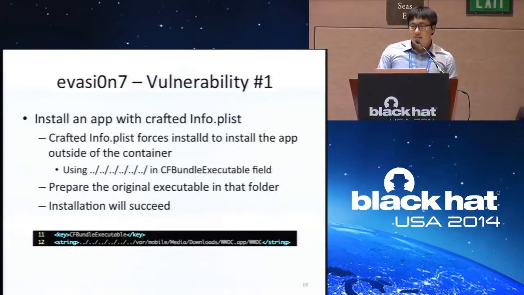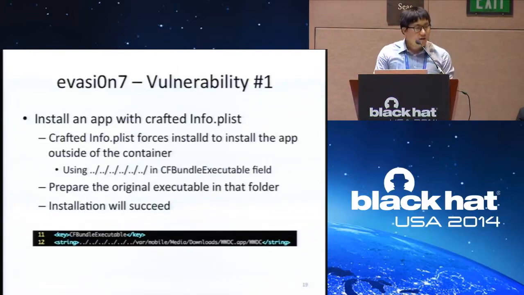Info.plist is a file that contains the metadata of the application. In particular, a malformed value in the field called CFBundleExecutable allows installing the app outside of the container directory. Look at the figure at the bottom. Evasion 7 uses multiple ../ to traverse up the directory for the executable. That path is not only used for performing the codesign check, it is also used later for running the executable. So on clicking the app button, the file at that location will be executed instead of the binary inside of the app container. Just pushing the original executable into the folder called media and downloads makes the installation succeed.